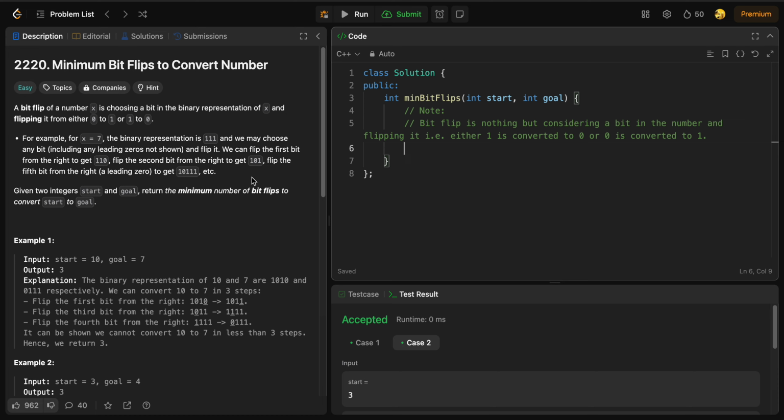Given a number in binary representation, we are given two integers start and goal. We need to return the minimum number of bit flips to convert start to goal.